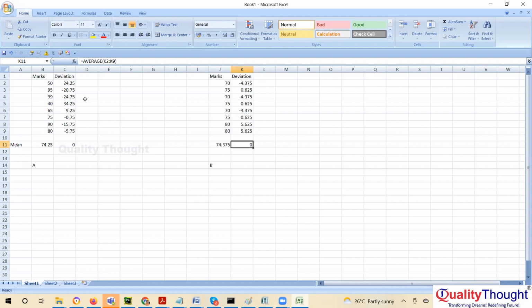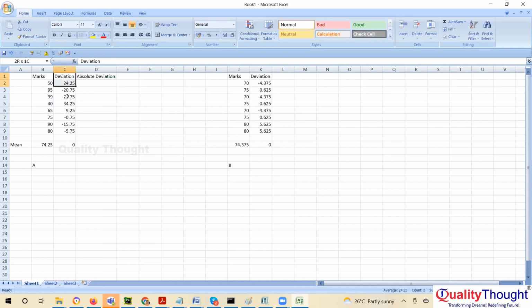So instead of doing deviation, we have to do absolute deviation. See, this is the actual deviation, how the process is deviating. But how do we convert negative to positive, so that we all get positive values? There are two ways to do it.